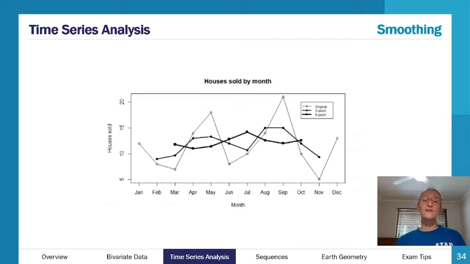So here we can really start to see what the effects of it is. So let's break this down a little bit more. So this is our data, houses sold by month. Before we had it in a table, now we have it in a time series plot. It's visual, it helps us to see it. The color coding is a little bit hard to see, but we can tell our original data because it's got all 12 points, and we can tell this is our 3 mean smoothing because we're just missing the first and the last. And we can tell this is our 5 point because we're missing the first and the last 2.